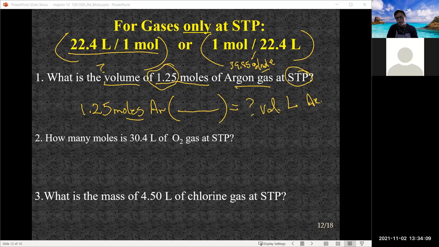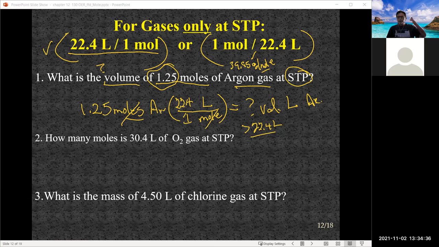Let's find out. All right, so we set up, we've got moles. We want moles in the denominator, to cancel that out, and we want liters in the numerator. So we're going to use the one on the left, where we've got 22.4 over 1 liter. So our number is definitely going to be greater than 22.4 liters. Why? Because we're multiplying by 1.25.